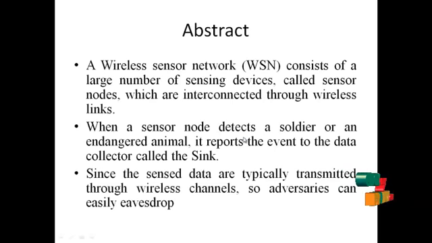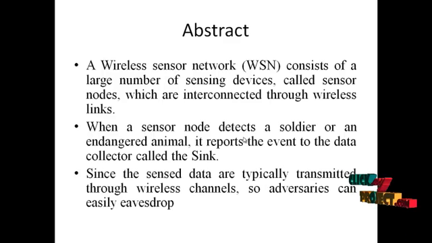My project title is a cloud-based scheme for protecting the source location's privacy against a hotspot locating attack in wireless sensor network. In this project, we are going to protect the source location's privacy, which is one of the major issues in wireless sensor network. Normally, a wireless sensor network consists of a large number of sensing devices called sensor nodes. Each node in a network can sense the data and send the sensed data to the sink.